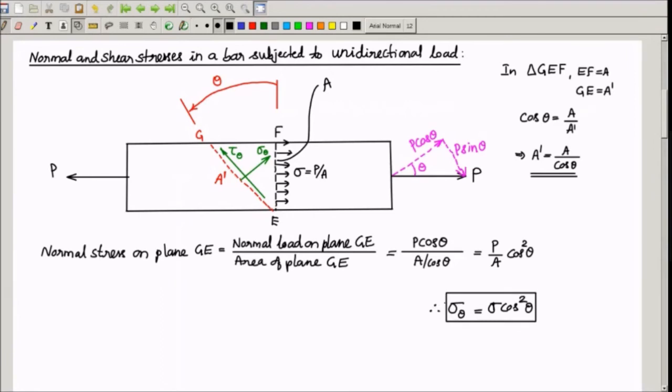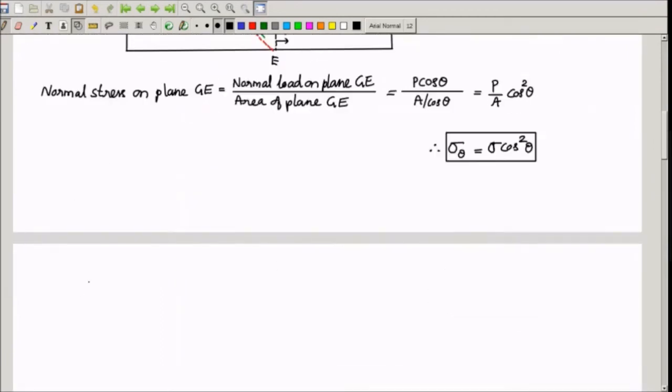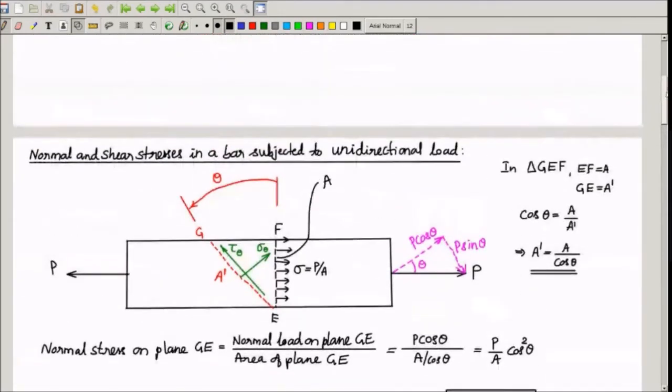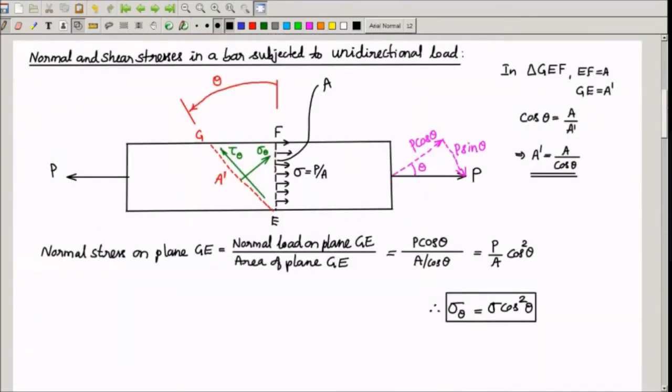Similarly, we can also try to find out what is the equation for tau theta. So shear stress on plane G is equal to, the shear stress definition is tangential force on the plane G divided by area of plane G.